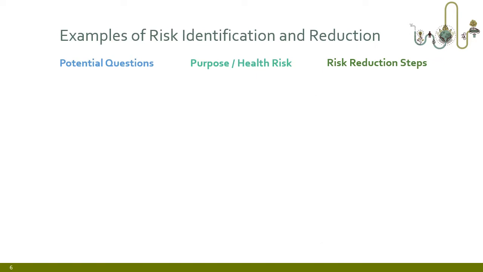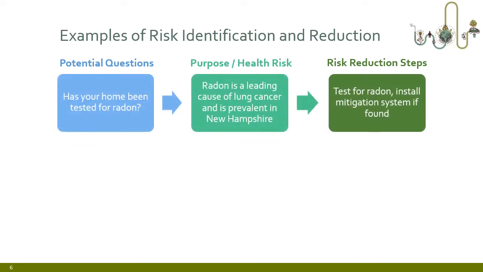Let's consider a few examples of risk identification and possible reduction measures related to our home environment. Our first question is, has your home been tested for radon? Because radon is a leading cause of lung cancer and is also common in New Hampshire, we may wish to consider whether we are exposed to radon in our homes. In order to reduce the risk of lung cancer from radon exposure, we might first test our home for radon and then install a mitigation system if radon is present at levels of concern.